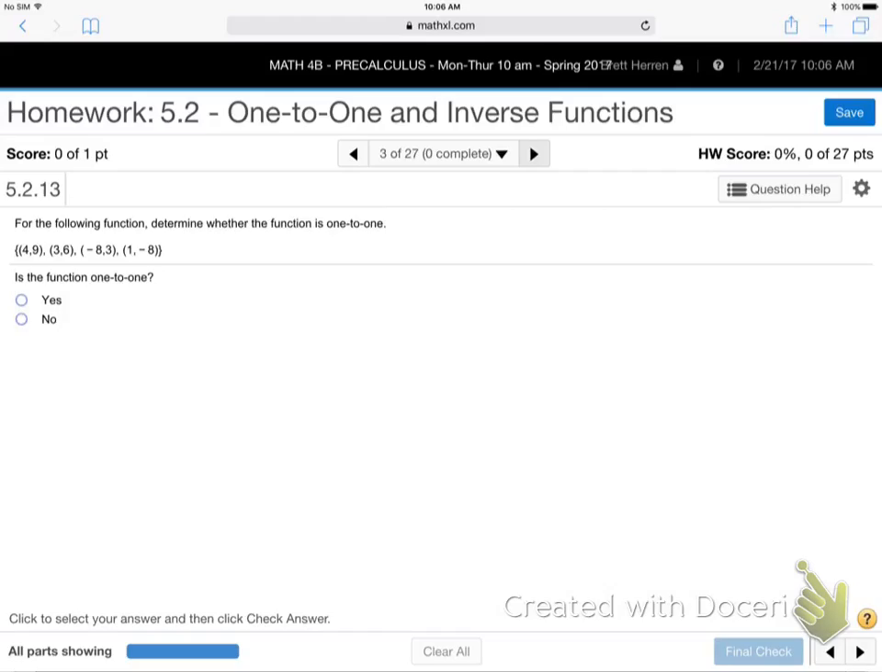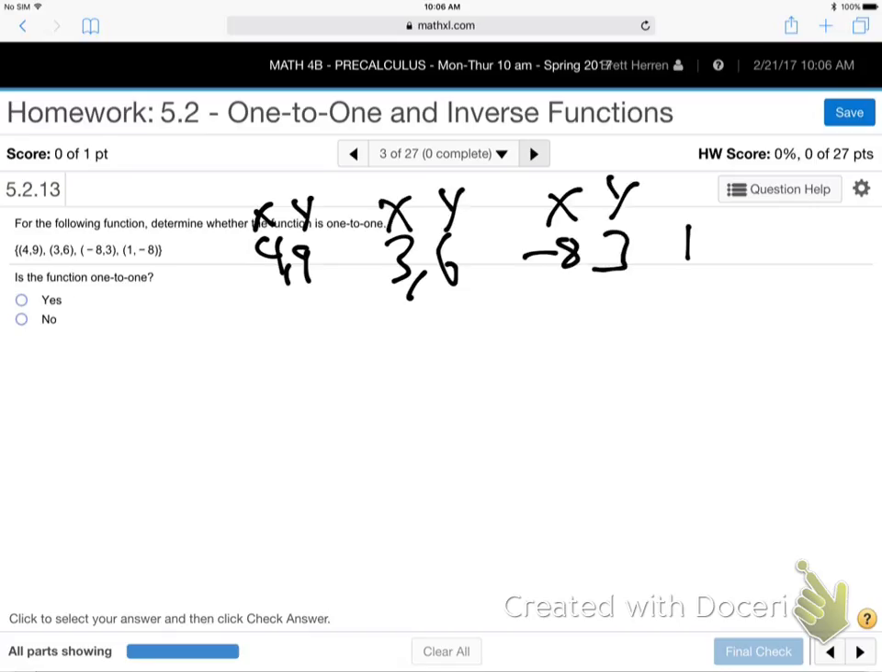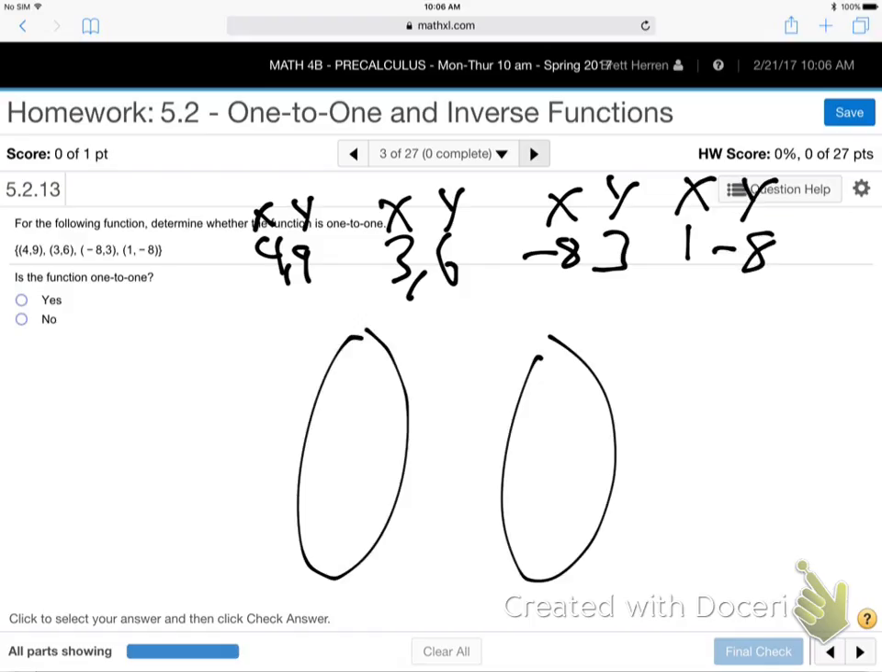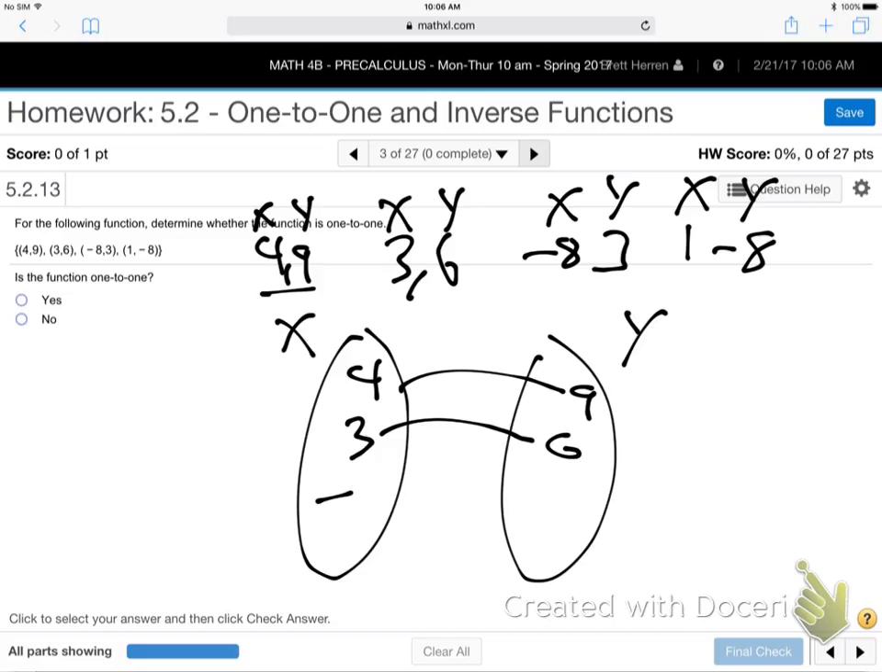Functions in different settings, right? So now you've got ordered pairs. Remember when they go 4, 9, that's x, y; 3, 6, that's x, y; negative 8, 3, that's x, y; and 1, negative 8, that's x, y. You can just look at it like that. If it bugs you, you can rewrite it and put all the x's here and the y's here. That's what domain and range is, x and y. So 4 goes to 9, 3 goes to 6. You don't have to do this, but if it helps you, okay. Negative 8 goes to 3, 1 goes to negative 8.